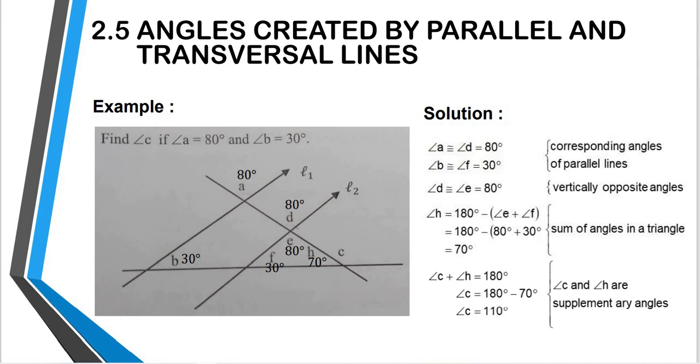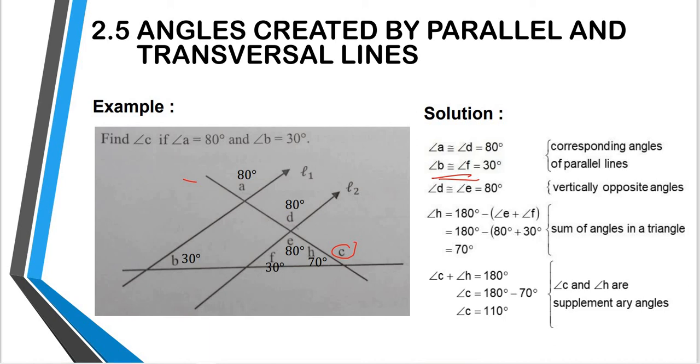Angles created by parallel and transversal lines. Okay. Find C. This is C. If A is 80 degree, and B is 30 degree. So, dia suruh cari C. So, angle of A and D is equal. A and D ni sama. So, kita tahu A adalah 80 degree. So, D adalah 80 degree also. And then, what else? We have B is equal to F. Angle of B is equal to angle of F.